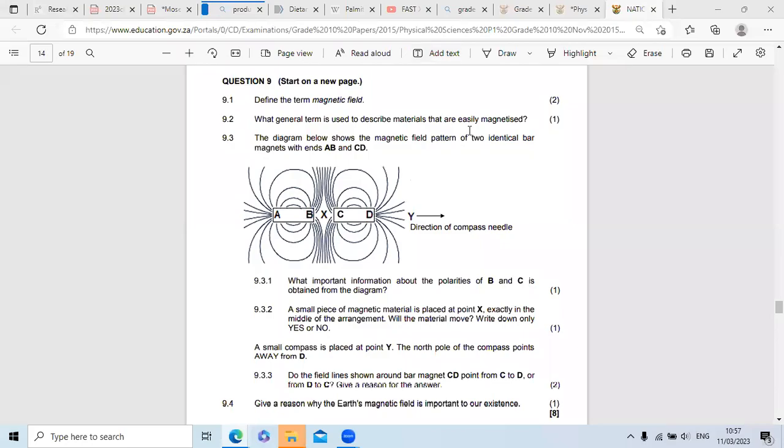So they say, what is the general term used to describe materials that are easily magnetized? Those materials are described as ferromagnetic. You can just note that down: materials that are easily magnetized are ferromagnetic. And now we're going to go to the diagram.